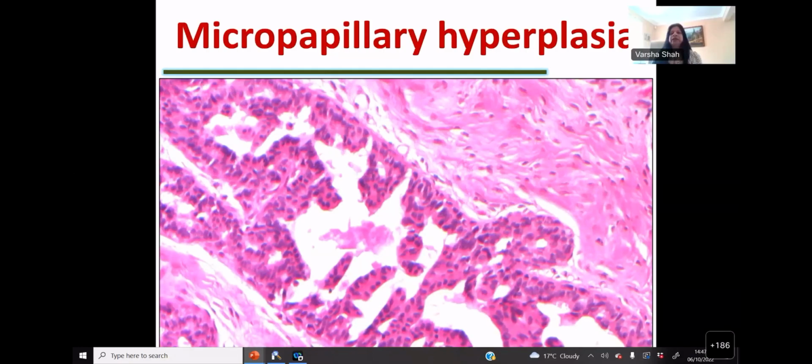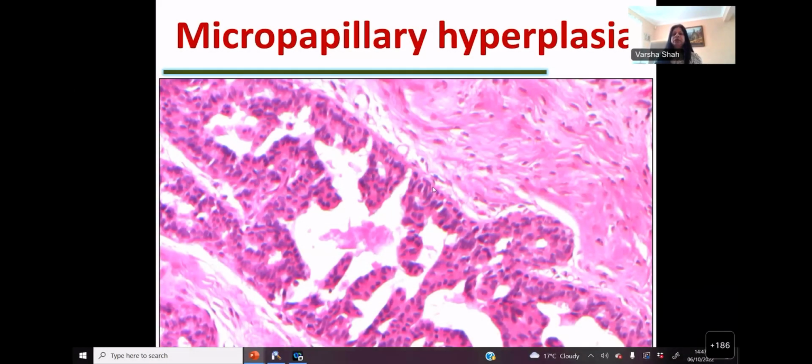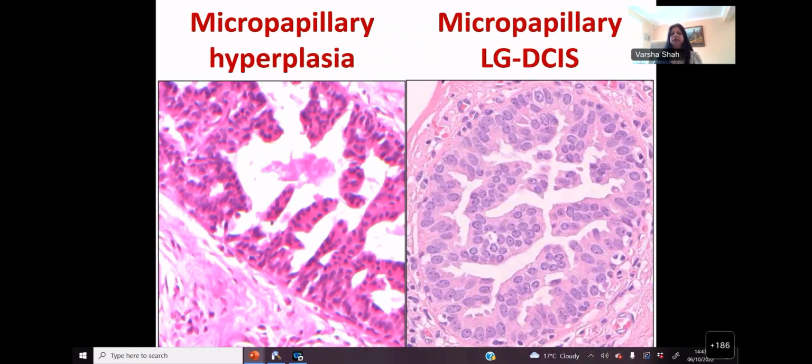So that is usual duct hyperplasia, where I showed you a cribriform pattern. Now this is a different pattern. It's called micropapillary hyperplasia, or also gynecomastoid hyperplasia, because typically this type of hyperplasia you see in gynecomastia. So how do you then differentiate? Obviously, your differential diagnosis is micropapillary DCIS, right? So how do you differentiate the two?